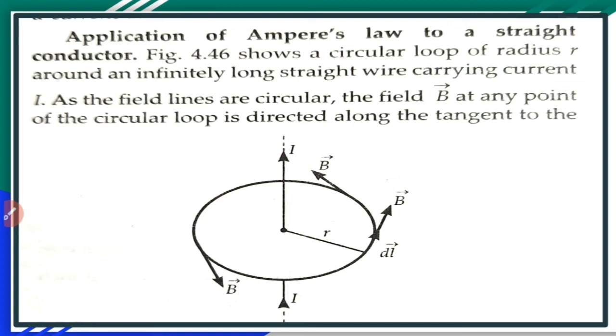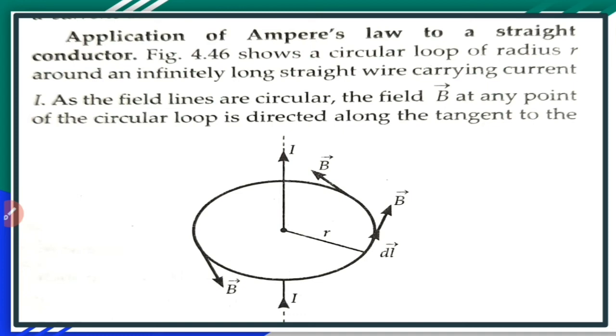Now, application of Ampere's law to a straight conductor. That is the first application of Ampere's circuital law. The figure shows a circular loop of radius r around an infinitely long straight wire carrying current. What we are finding is this: you have an infinitely long straight wire carrying a current I, and at a distance r from the wire, what is the magnetic field? That's what we are finding.